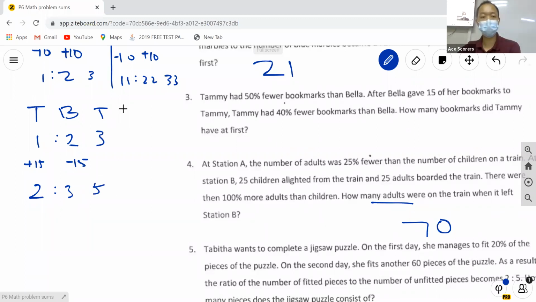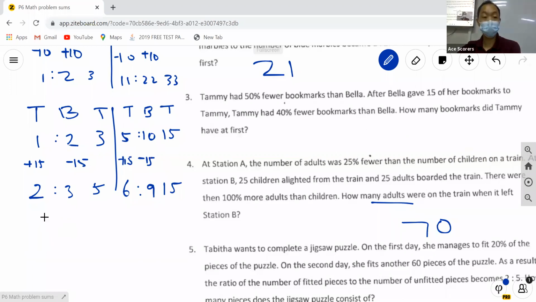What do we get? Total 15. Okay, we make it 15, so 15 units. Here times 5, 5 is to 10. Then here times 3, 6 is to 9. Plus 15, minus 15. So 1 unit equals 15.